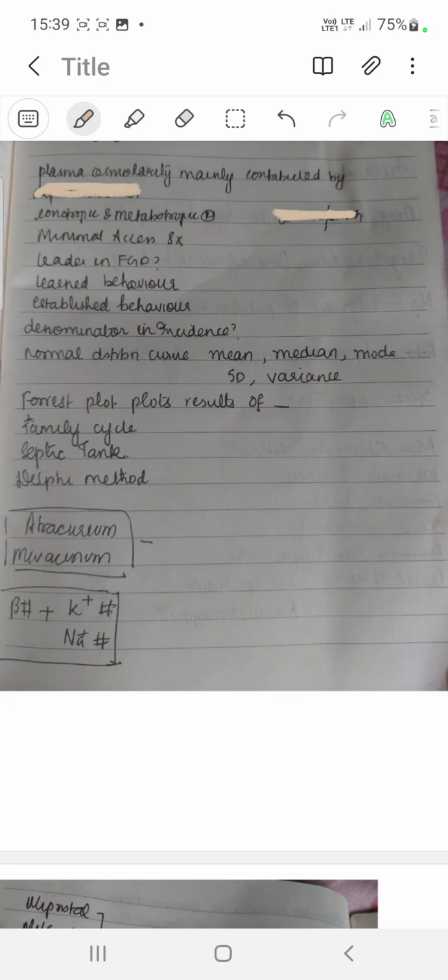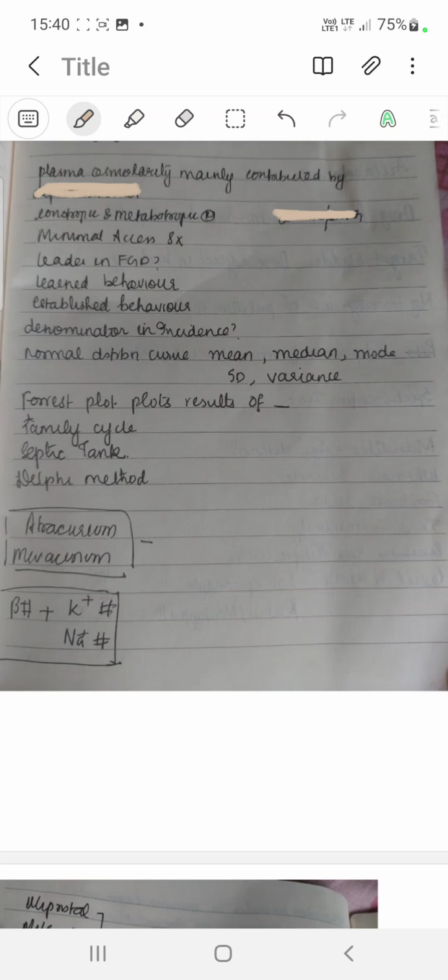Regarding prevalence, it's the total existing cases. That can be in a period of time or a point of time: point prevalence and period prevalence. Then normal distribution curve, mean, median and mode. You have to remember mean equal to median equal to mode. Mean is equal to 0, and what about the SD and variance? Variance equal to 1.